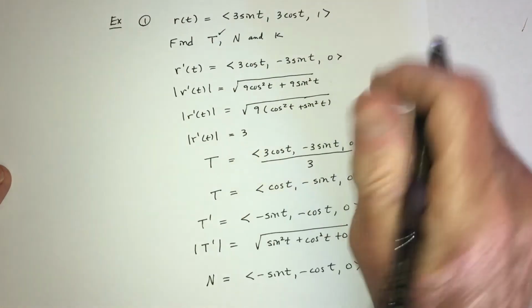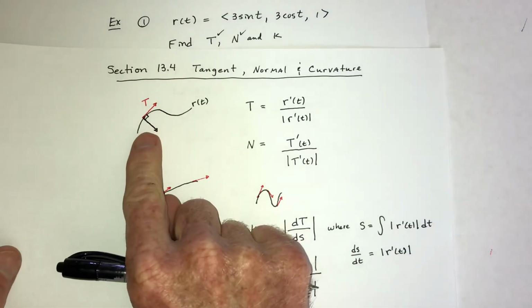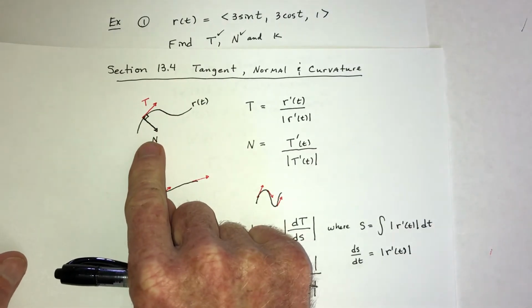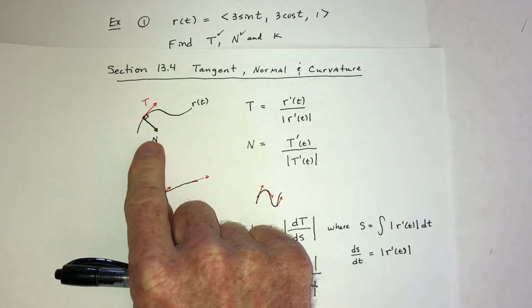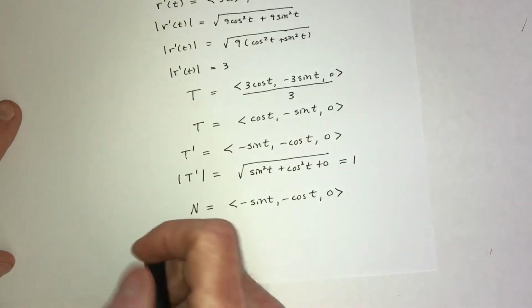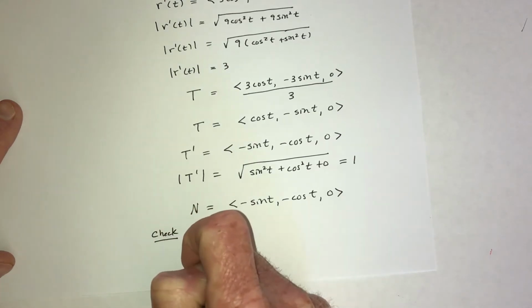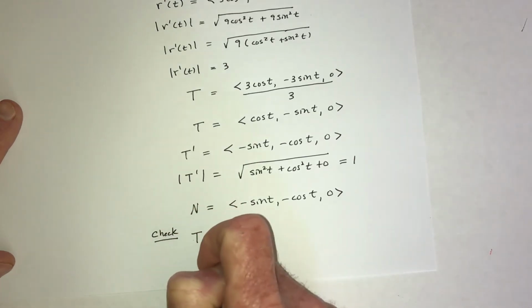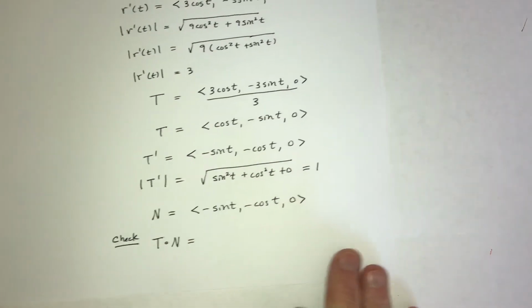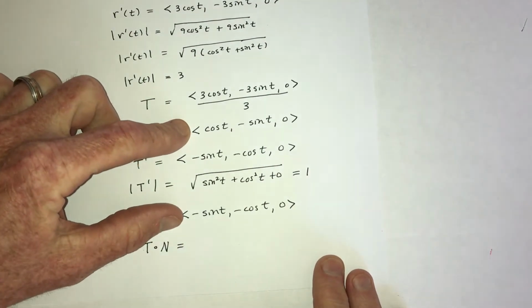Is that on the screen? And this. Now, as I showed in this beautiful little illustration right here, these two are perpendicular to each other. Well, if they're perpendicular, then you should be able to take the dot product and it will equal 0. So just as a quick check, T dot product with N. So T is right here, N is right here.